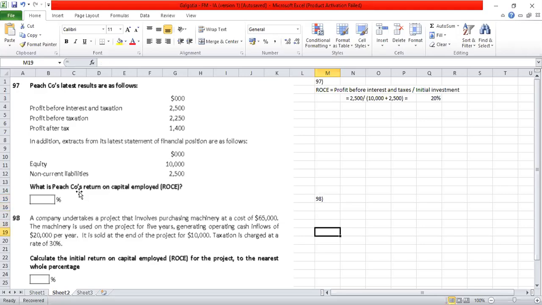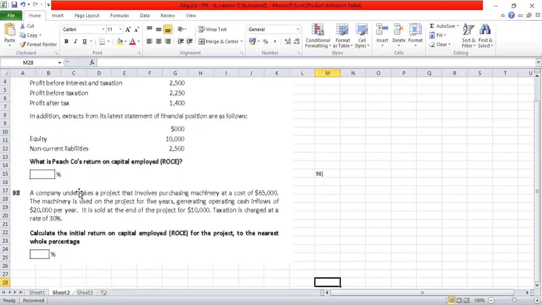There's another question on similar grounds. It says that a company undertakes a project that involves purchasing machinery at a cost of 65,000. The machinery is used on the project for 5 years, generating operating cash inflows of 20,000 per year.